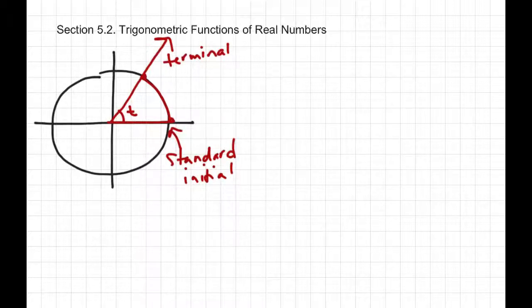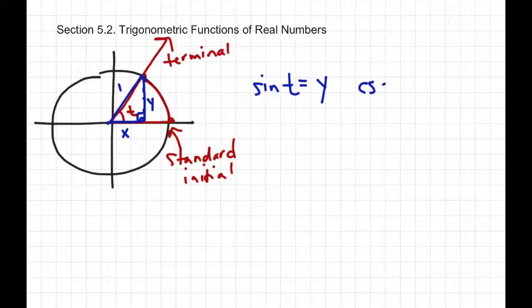Well, if I drop a perpendicular from the point where the terminal ray hits the unit circle down to the x-axis and make a little right triangle here, and the unit circle is a circle whose radius is 1, that means the hypotenuse of this triangle is 1. The side that lies along the x-axis is x, and the side that is parallel to the y-axis is y. So now I could say that the sine of angle T is y over 1, because sine is opposite over hypotenuse. And its reciprocal is cosecant.